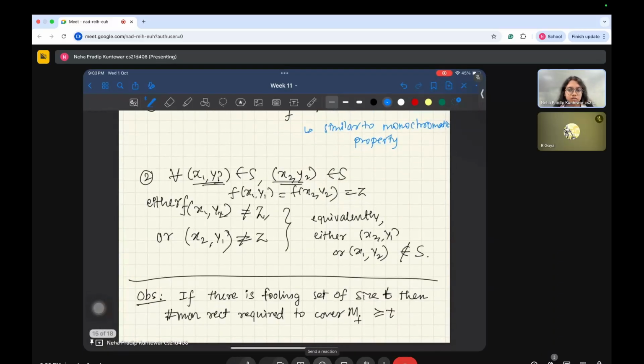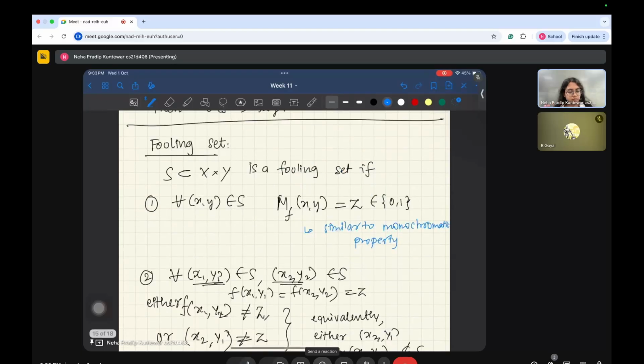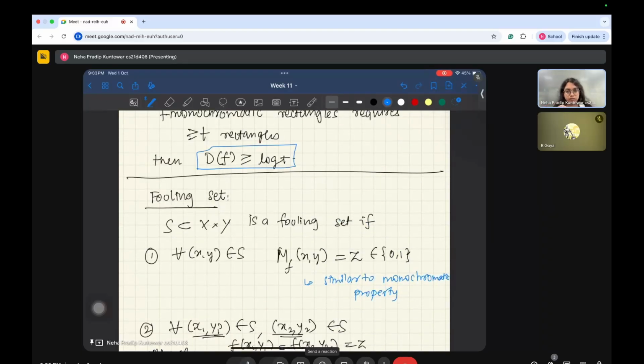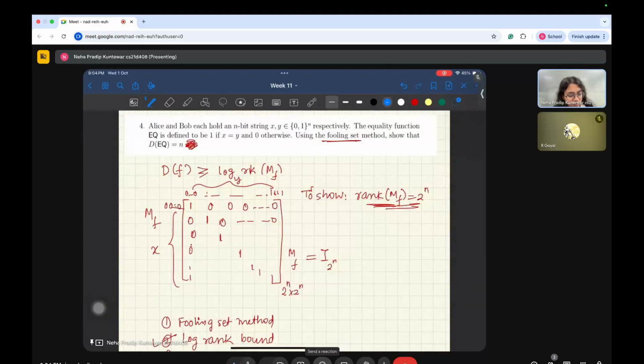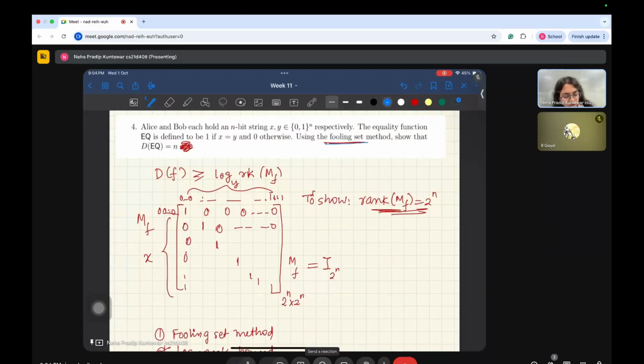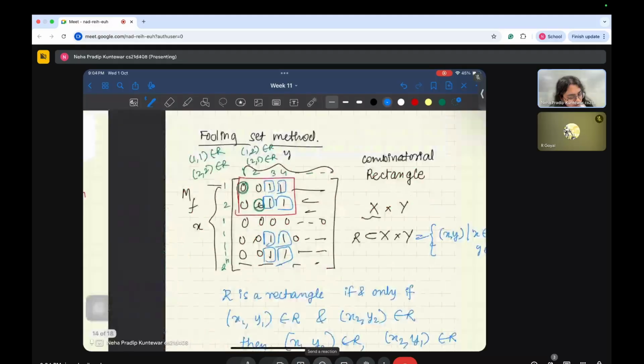So the fooling set method is that if you could just show that there is a fooling set of size t, then you have a lower bound. So if we want to use our fooling set method to show that the equality protocol requires at least n bits of communication, then it suffices to show that there is a fooling set of size 2 to the n.